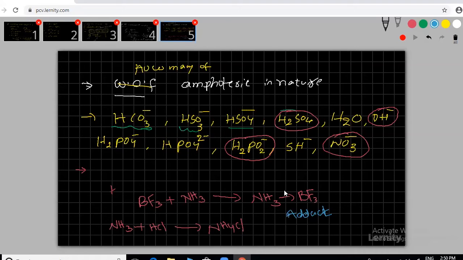Can I say these two are also neutralization? 1 and 2. Both we can say neutralization, or only 2, or only 1? Both neutralization. One answer.